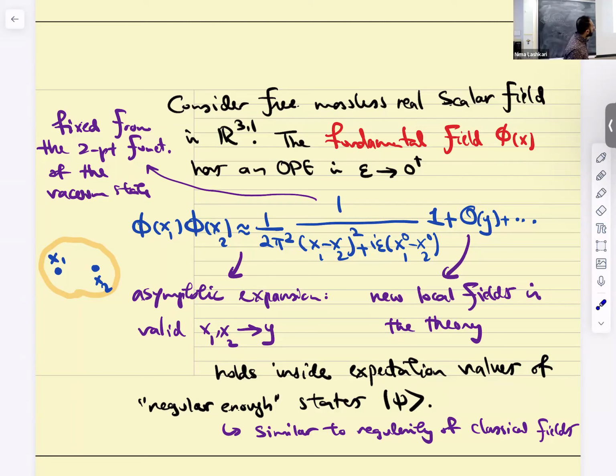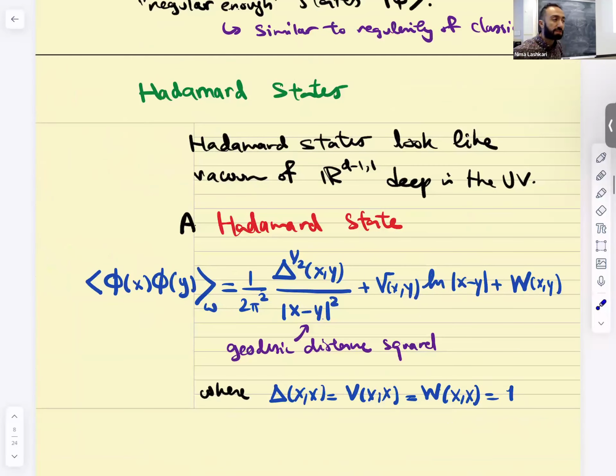What is the sense? How do I describe the class of states that I can use to stick these relations inside? There's a class of states, and there are a bunch of correlations. If I want to calculate the correlation function inside these states, I'm allowed to use these formal manipulations. The class of states is called Hadamard. This is a class of states that are regular enough. All right, so here's the definition of Hadamard states.